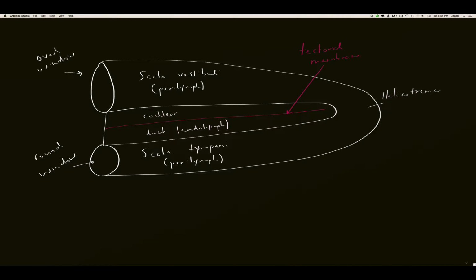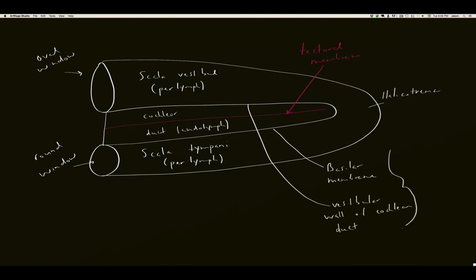And then the other part of the membranous labyrinth is going to be right here, which is called the basilar membrane. It's going to contain the spiral organ. We'll talk about that in a minute. The other part is the vestibular wall of the cochlear duct. Those two membranes, they move. The tectorial membrane does not move, okay? But these components of the membranous labyrinth are movable. So when I move the perilymph and I move the endolymph, these membranes do move in response to that.